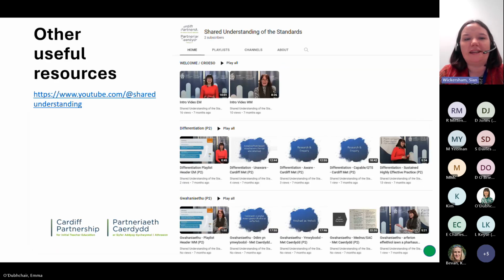We've got more useful resources here as well, coming from our shared understanding of the standards. So if you're coming up against a particular standard and you're thinking, I'm not really sure what unaware looks like in differentiation, for example, this shared understanding page breaks down some of the standards and talks in more detail about what that looks like at different levels.